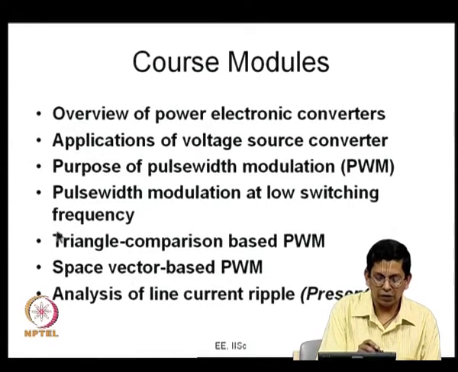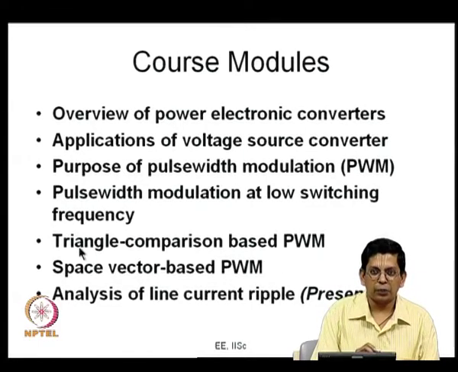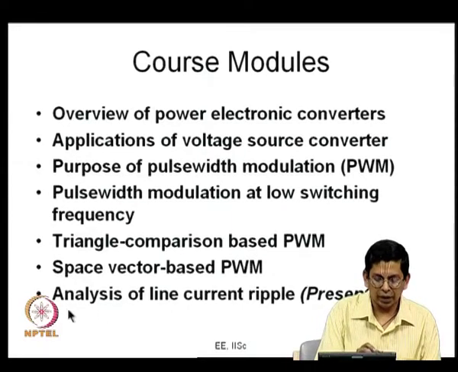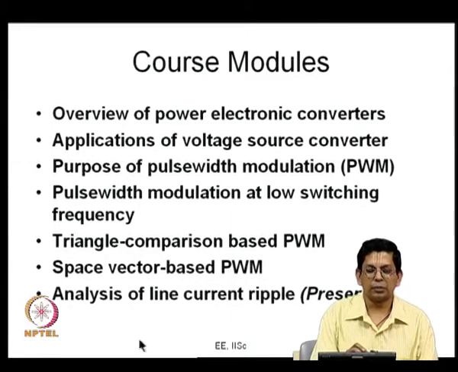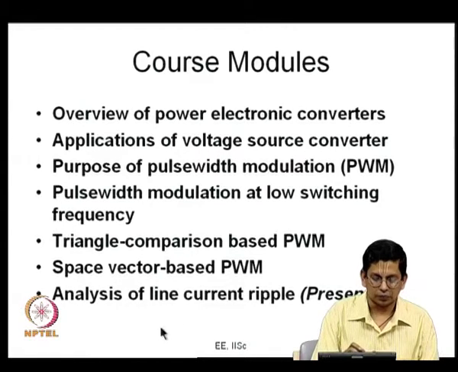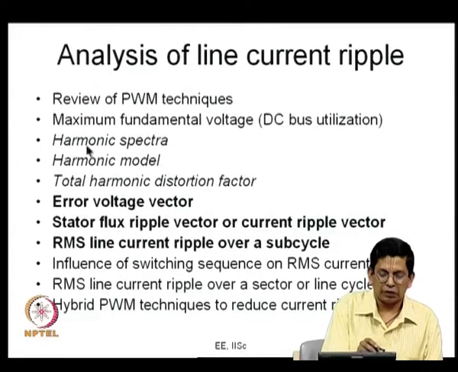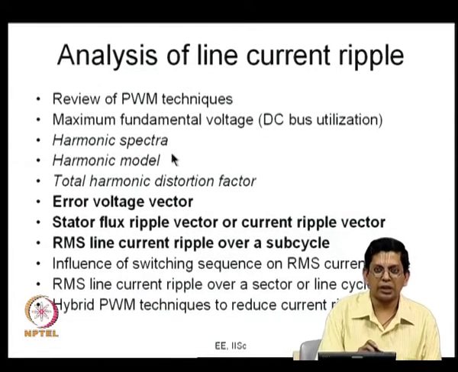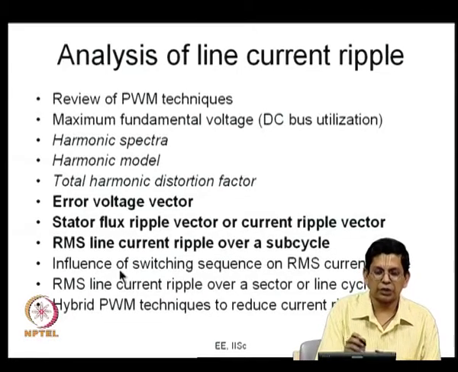And after dealing with the PWM generation at switching frequencies much higher than the fundamental frequency, we have been looking at the analysis of the line current ripple. We have started looking at the harmonic content of those waveforms, which basically determine the waveform quality. So, in the last lecture we had an overview of the harmonic spectra. After a review of PWM techniques, we looked at what is the maximum fundamental voltage or the DC bus utilization with the various methods.